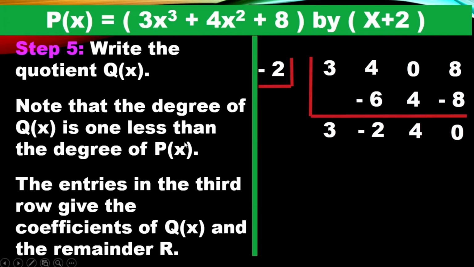So, ang pinakamataas na exponent natin ay 3. So, pagdating sa quotient, magbabawas ng isa. Ang exponent ng quotient ay magiging square. Okay? So, 3 minus 1 is 2. Magbabawas tayo ng isang exponent for the quotient. So, we have 3x squared negative 2x plus 4.